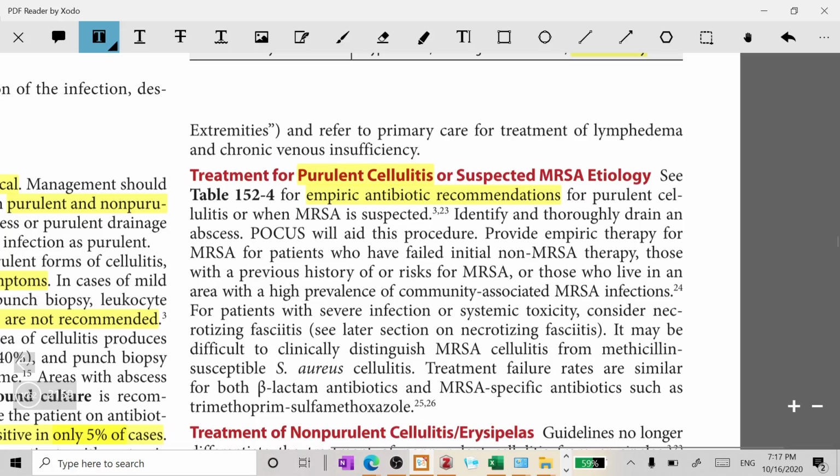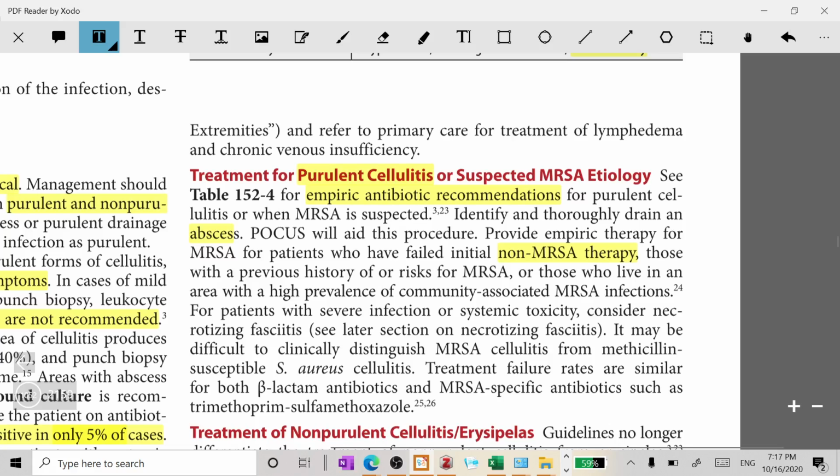Then we should identify and thoroughly drain an abscess. Focused ultrasound will aid in this procedure. Provide empiric therapy for MRSA for patients who have failed initial non-MRSA therapy, those with a previous history of or risks for MRSA, or those who live in an area with high prevalence of community-associated MRSA infections. For patients with severe infection or systemic toxicity, consider necrotizing fasciitis.